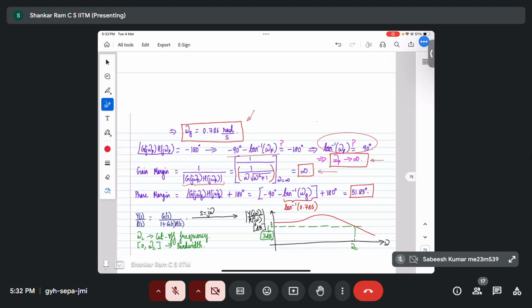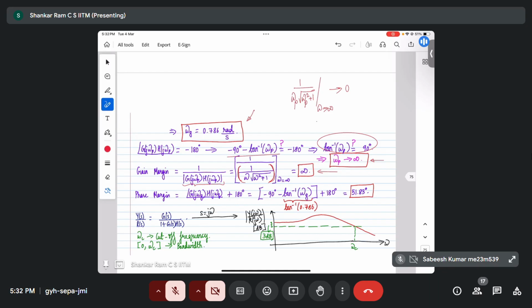Take the open loop sinusoidal transfer function at omega p and take its inverse. The magnitude of the open loop sinusoidal function is 1 by omega times the square root of omega squared plus 1, right? So what will this magnitude be? Sorry, this should be omega p. So omega p tending to infinity, what will this value tend to? 0, sir. It will tend to 0, because the denominator will tend to infinity.